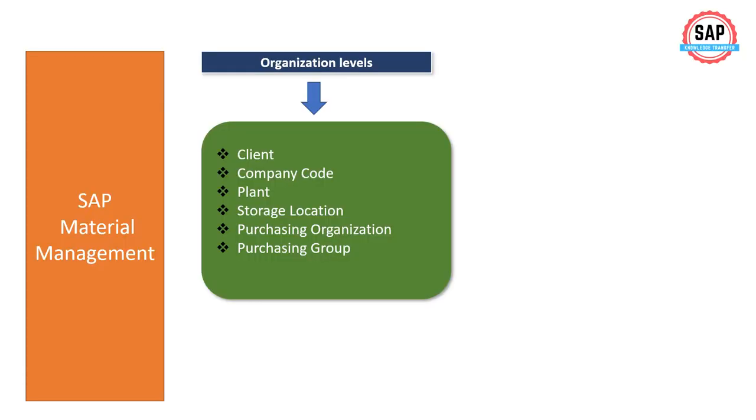Today we'll see the session on SAP Material Management, short form called Material SAP. So what are the organization levels in SAP? Client, company code, plant, storage location, purchasing organization, purchasing group. Let's see one by one.